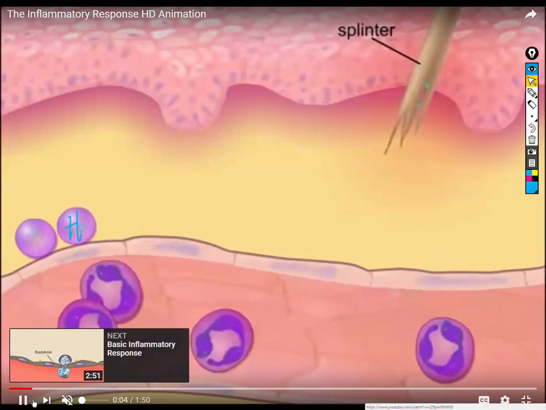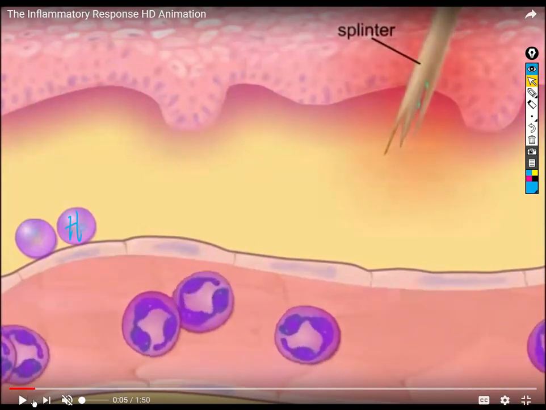So watch. Somebody doesn't like you, so they take a broom handle and they stab it into you. Are you following? You have now broken the skin. These things that appear to be green Tic Tacs are actually bacteria.